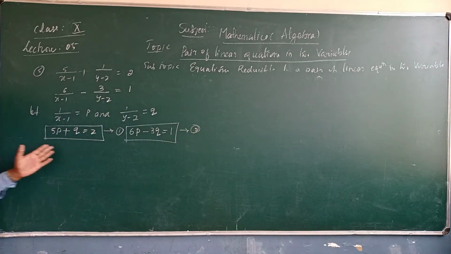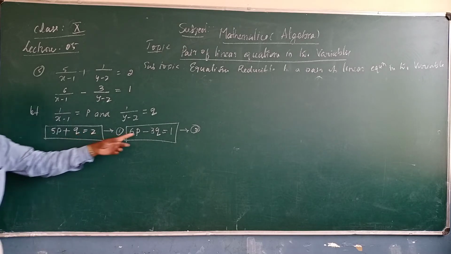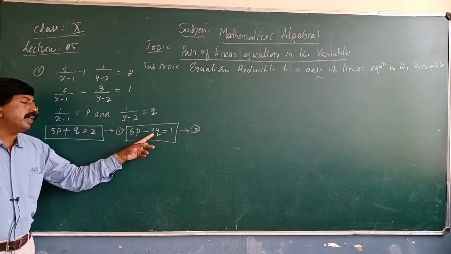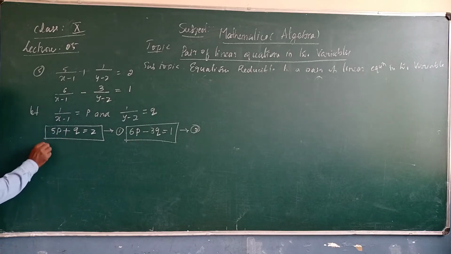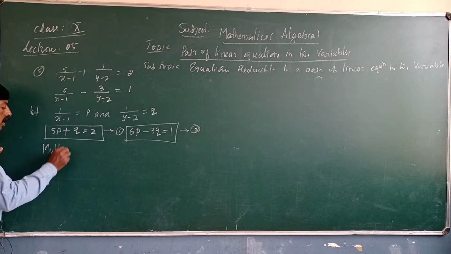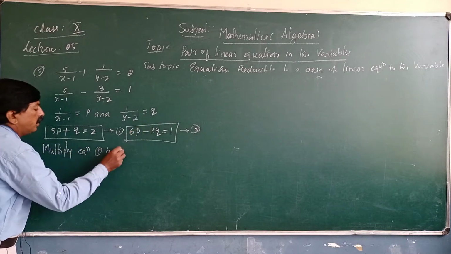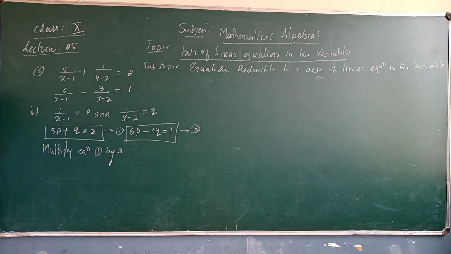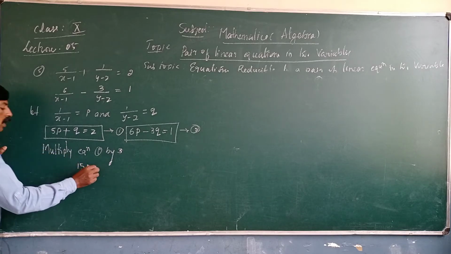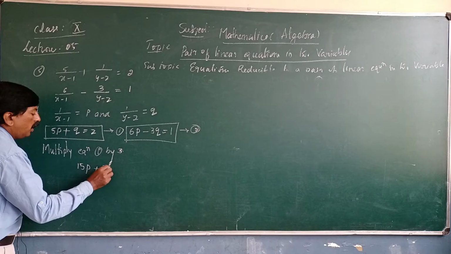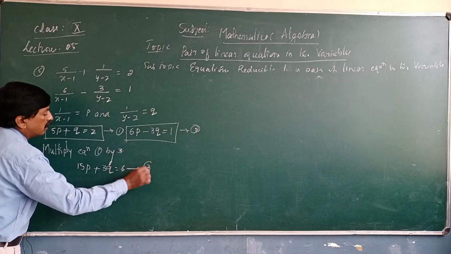Now it's not possible to eliminate directly. For that, what we have to do, we want to eliminate q. Here its numerical coefficient is minus 3. You can make this also 3. Therefore, multiply equation 1 by 3. Now equation 1 becomes 3 5s are 15p plus 3q is equal to 2, 3 2s are 6. Make this as equation 3.